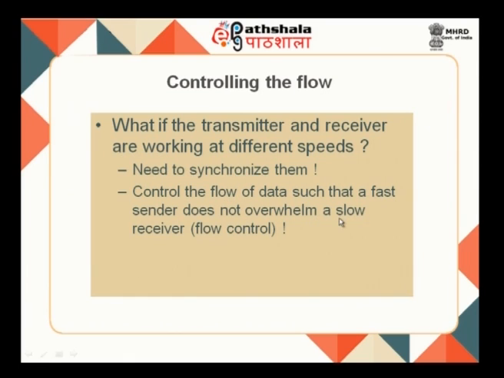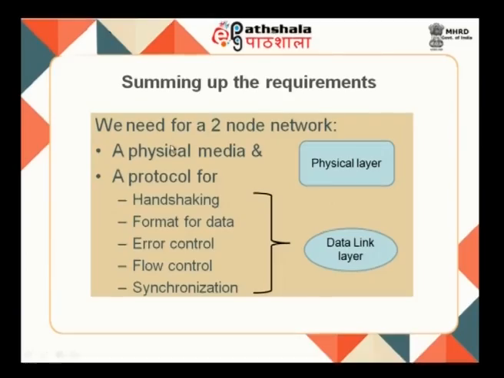So, we need something called flow control, right. So, you see that there are, in addition to that physical wire that we had, certain other functionalities we need even for a simple 2 machine network to work. If you sum up the requirements for a 2 node network, we need a physical media obviously, and then some kind of a protocol which will allow for handshaking, which will specify the format for the data, which will do error control, flow control, synchronization and so on.